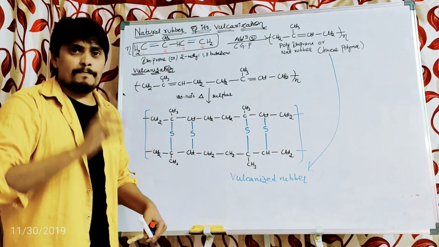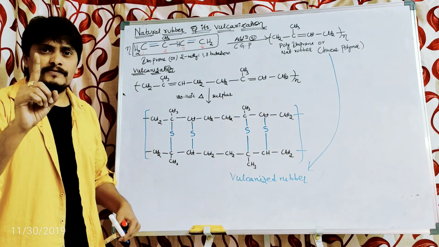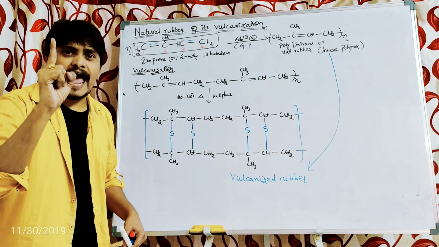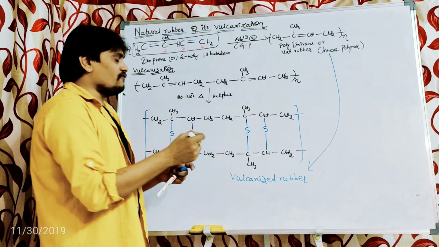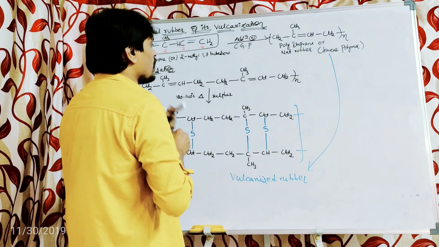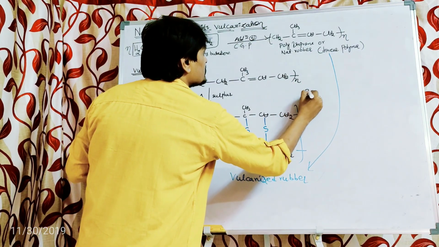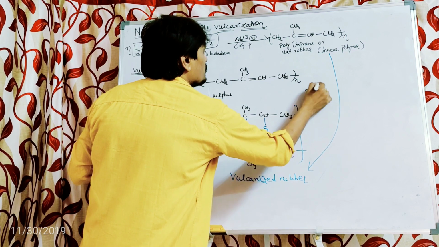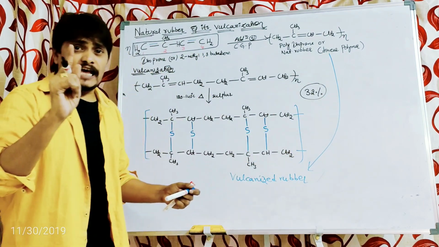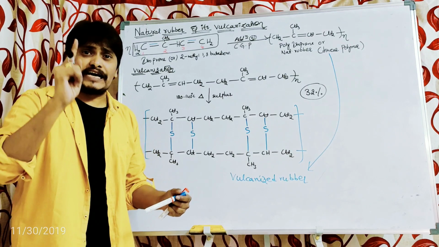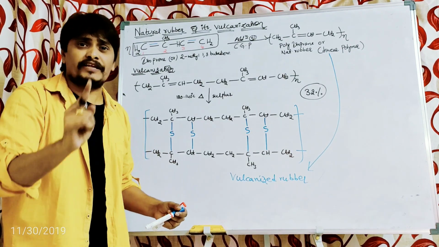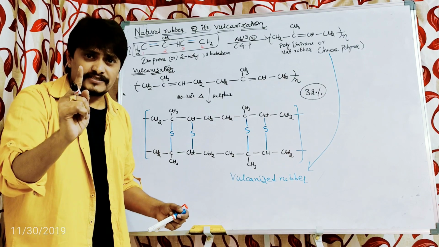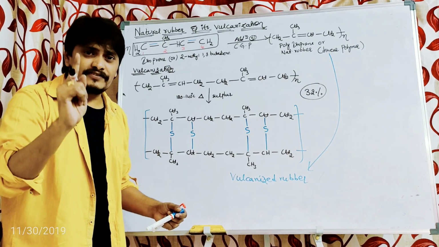Now lastly, we have to discuss to how much extent we can add the sulfur powder. We can add the sulfur powder to an extent of 32%, students. We have to add the sulfur powder to an extent of 32% only, not more than that. Can you tell me what could be the reason? Just guess the reason.